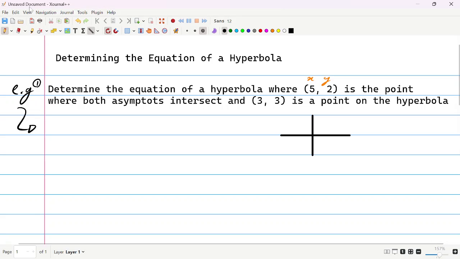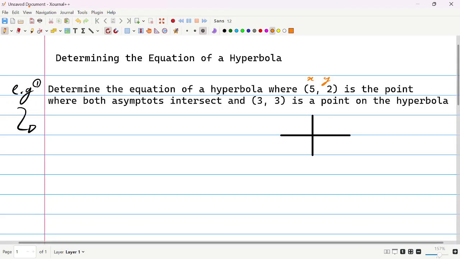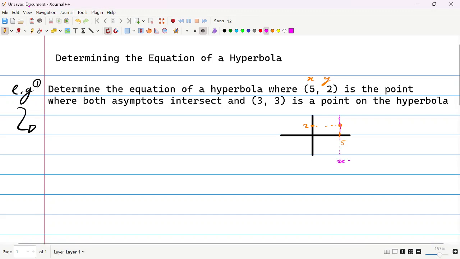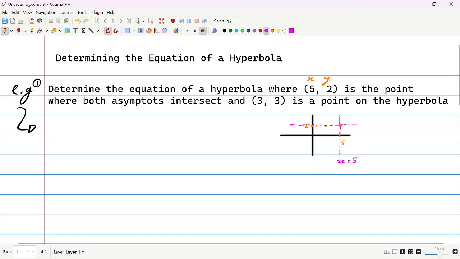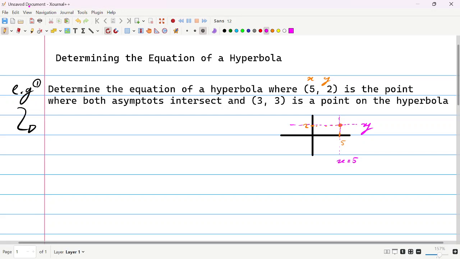Okay, so what did they say? 5 and 2. So x equals 5. So let's say here, and then we have x equals 5, and then we have y equals 2. So let's say it's somewhere over here, and then here. And then this is the point that they both intersect. So what would it look like? It would look something like so, where we have x equals 5, and then we have something like this, where we have y equals 2.